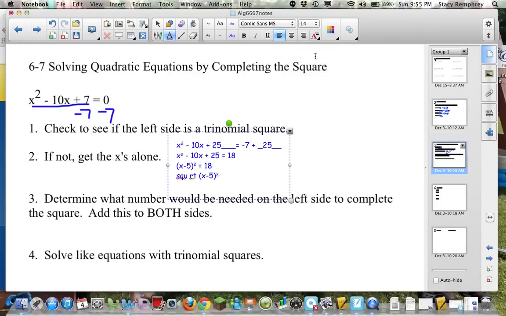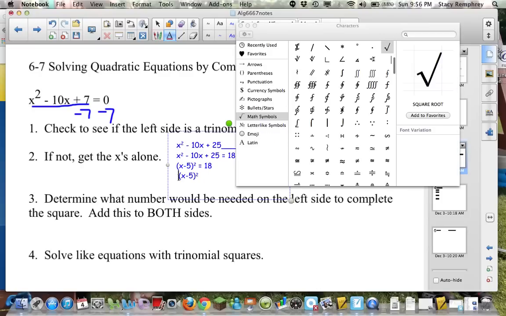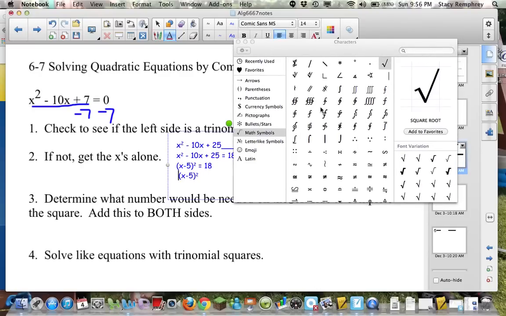Sorry, oh wait, there it is, sorry. I'm going to square root that.